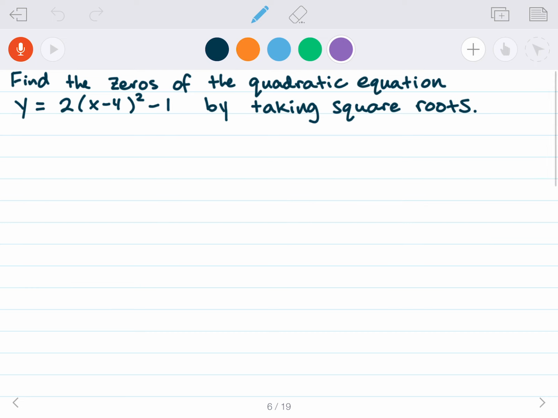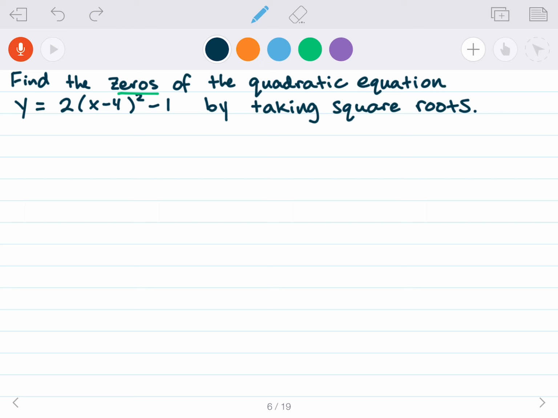Okay. Find the zeros of the quadratic equation by taking square roots. So this is in vertex form, right? It's not in standard form, so we can't really factor it from here. And we don't need to, because in vertex form, we can just take square roots of both sides to isolate our variable x. So first thing is, what does a zero mean? It means when y is equal to 0.